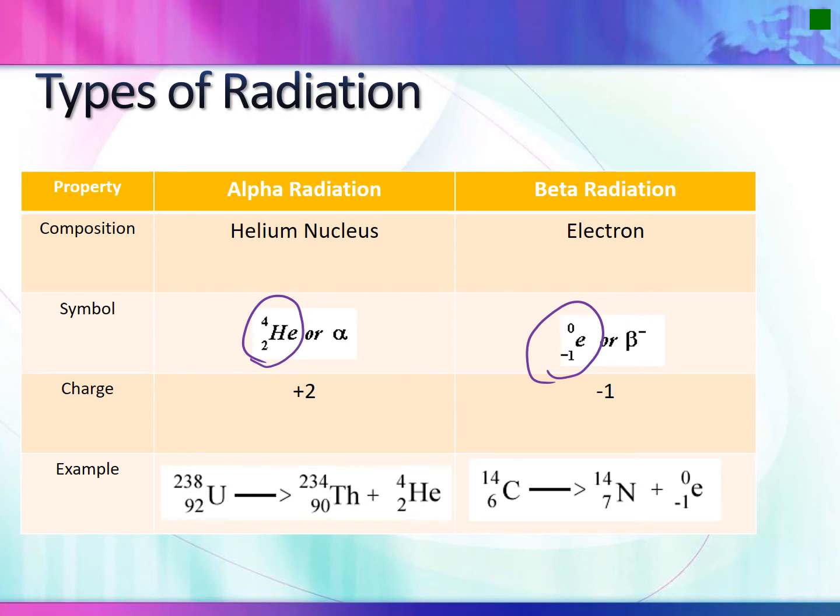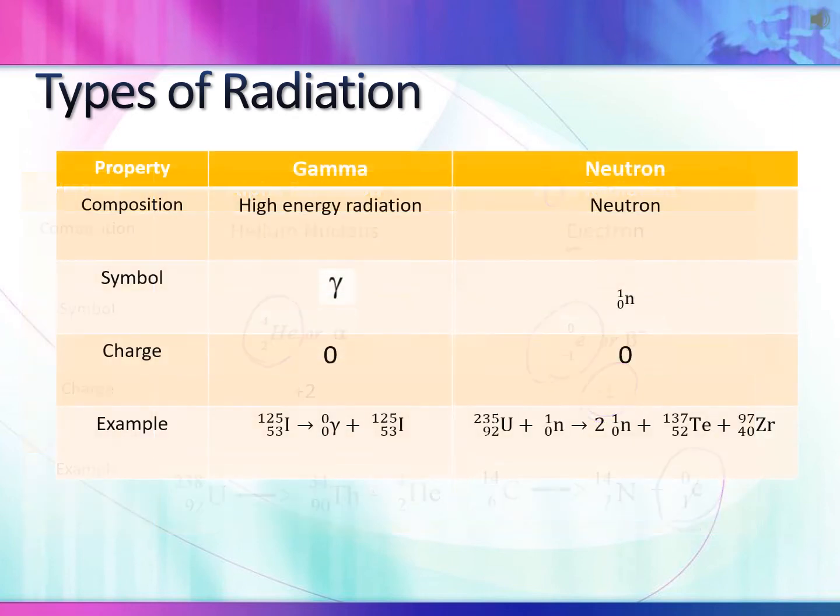How do I remember that beta is an electron? Beta is the one with the e in it. Beta has the e, so it is the electron. What is the charge of an electron? A -1. Once again, we're going to try to find the particle. Oh, there it is. So it would be a beta radiation.